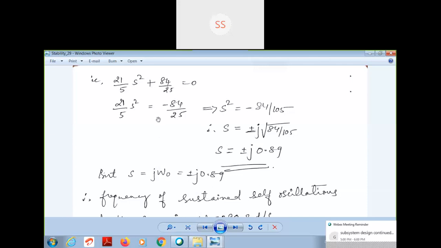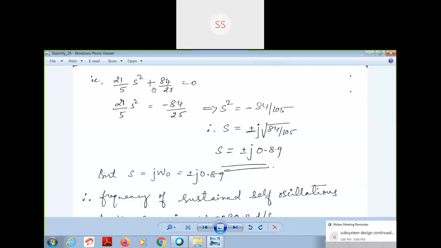When are we going to differentiate? When we have to fill up the root array. Here we are not worried about filling up the root array. We are worried about checking the limiting condition on k, which will make the system unstable and give rise to a pair of imaginary roots. That's why differentiation is not required here.